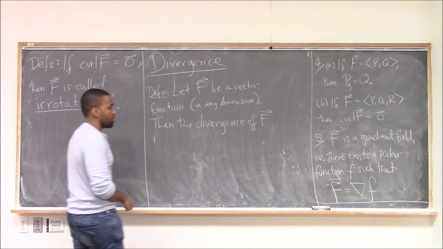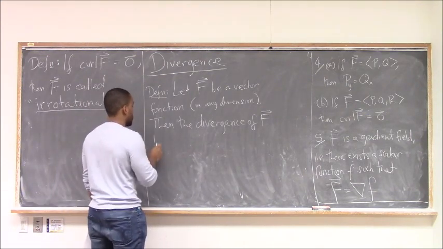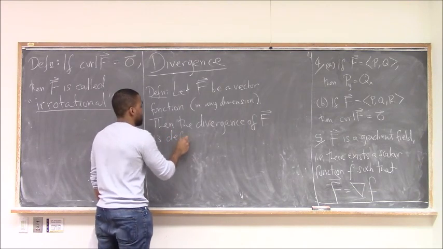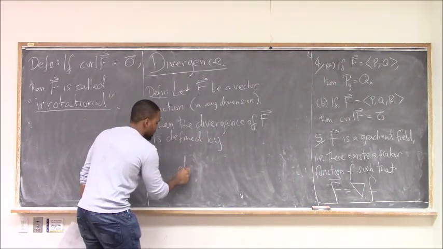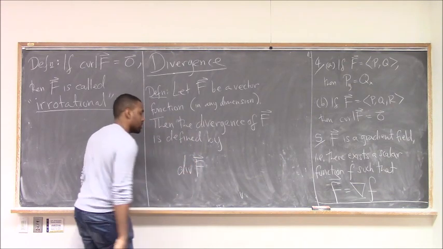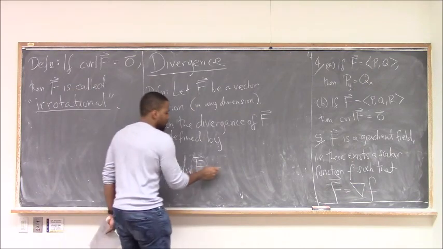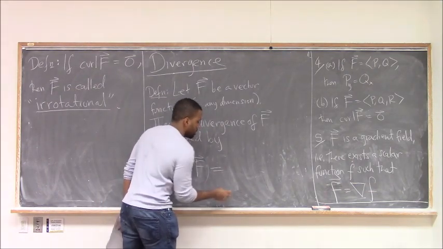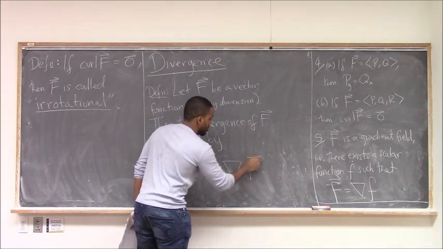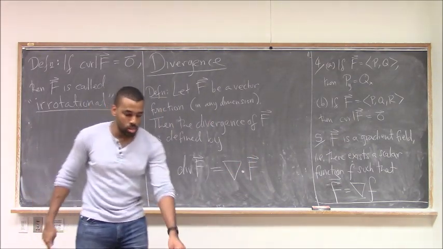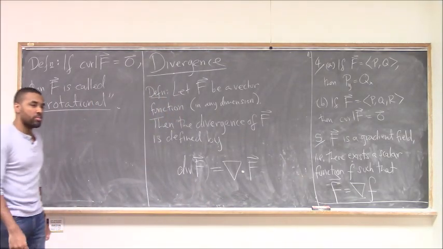So this is another operation we can do on vector fields. The notation is div f. You can put parentheses around this if you want. And this one is actually equal to a dot product. So you're going to dot product del with the vector. So this one gives you a scalar. And you can dot product any dimensional vector, so this one is defined for any dimensions.